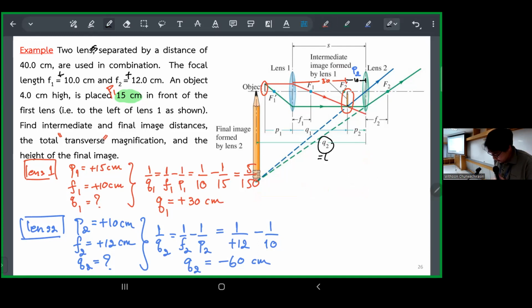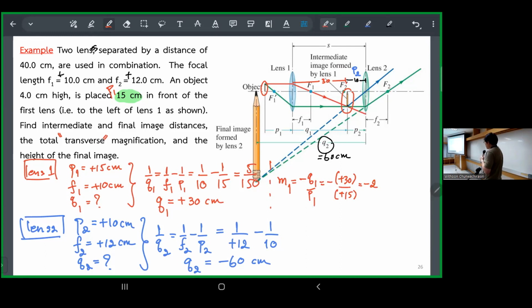Q2 is 60 right here. There you go. So I can calculate M1, which is the magnification from the lens number 1, is going to be negative Q1 over P1. See that? Okay. And that is going to be negative Q, you just got to be positive 30. P is 15. So it's negative 2.